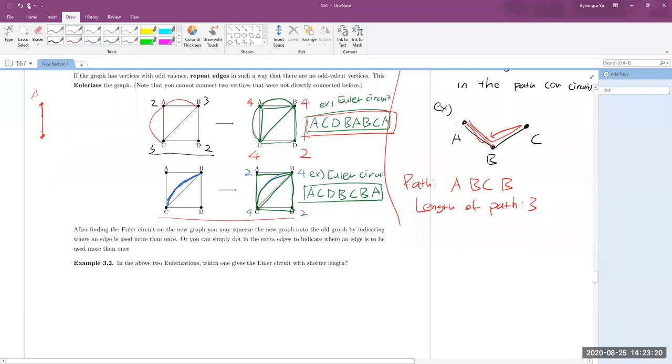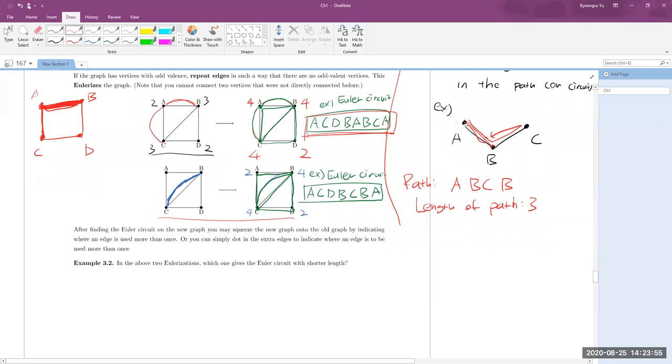So this Euler circuit can be treated as A to C, to D, to B, to A, but go back to B again with the same edges. So we repeated edges, because these strategies actually do not exist in the real world. So we just use the easiest edge from A to B, right? So from A, C, D, B, go back to A, but go back to B again.